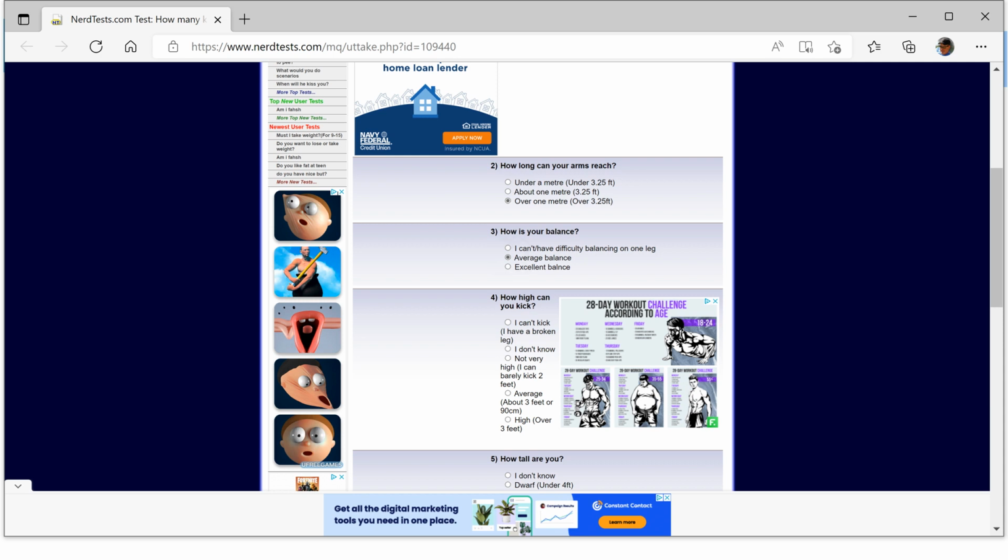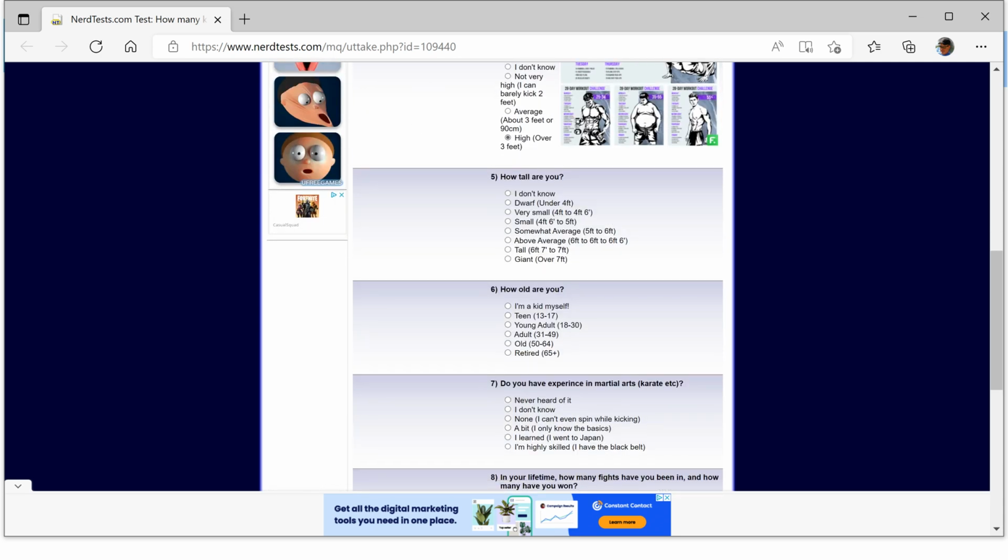Average balance. How high can you kick? I can't kick. I have a broken leg. I don't know. Not very high. I can barely kick 2 feet. Average or high? High. Very nice. That's going to help. How tall are you?